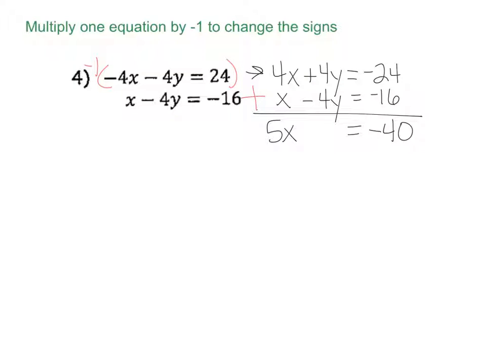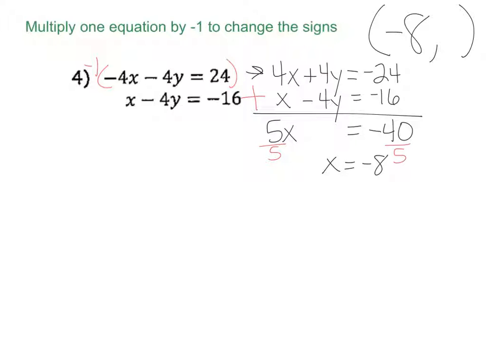What's my x going to be? Divided by 5, -8. You're halfway done. -8, comma, we don't know. What do I do now with my -8 that I just found? Plug it in.